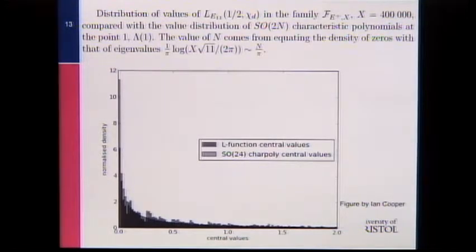But I've got a picture to convince you that the characteristic polynomials are a sensible model for the values of the L-functions. So what we have here is the distribution of values of, again, we're taking twists of E11. We're looking at the values at the point a half. We're taking D between 0 and 400,000. So this is our family. And now we're looking at values rather than zeros.